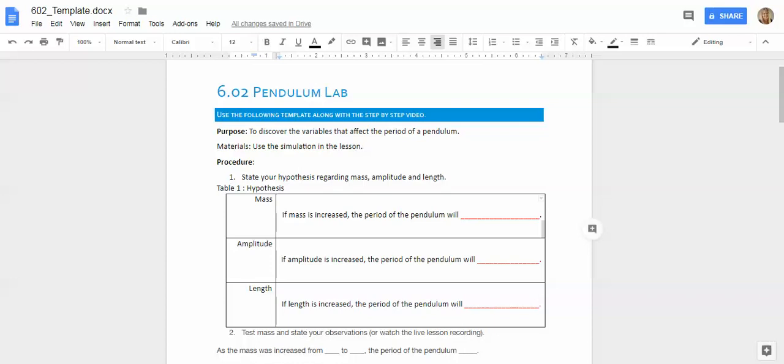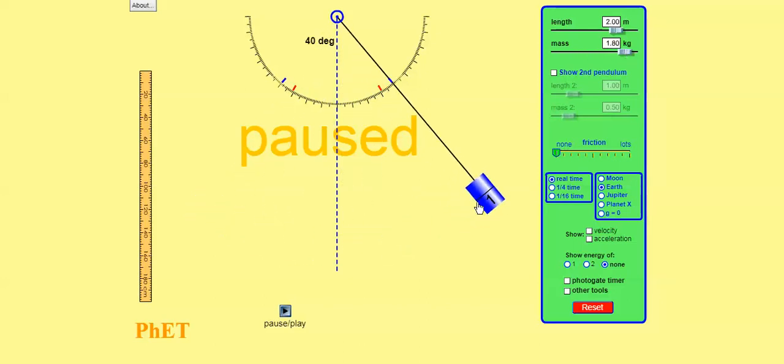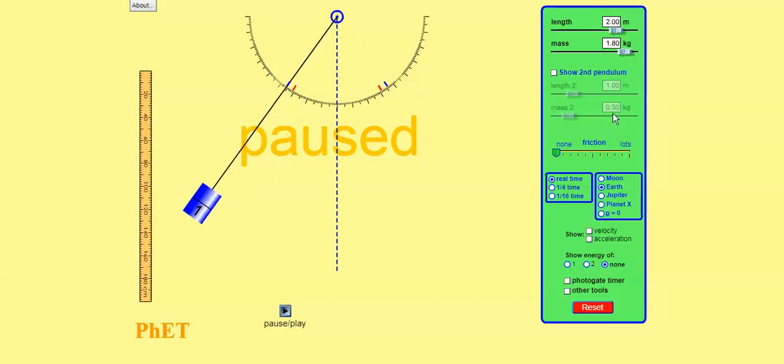The procedure, though, begins with stating your hypothesis. You need to fill in these first three red blanks, and I'll show you what this looks like. So, if we look at maybe just one pendulum, the first question is asking, if I change the mass of this pendulum, maybe to something larger, how is that going to affect the time it takes to swing back and forth? The second is asking about amplitude. If I change the angle that I'm releasing the pendulum from, say perhaps from here to maybe instead over here, how will that affect the swing time, which we call the period?